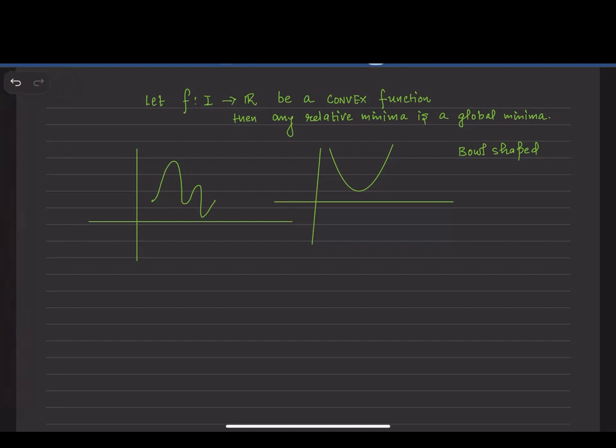So this point, for a convex function, this point is a global minimizer.